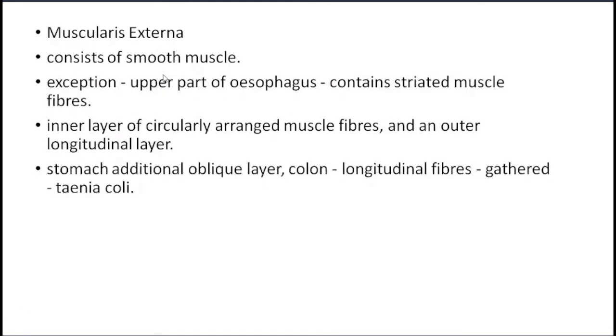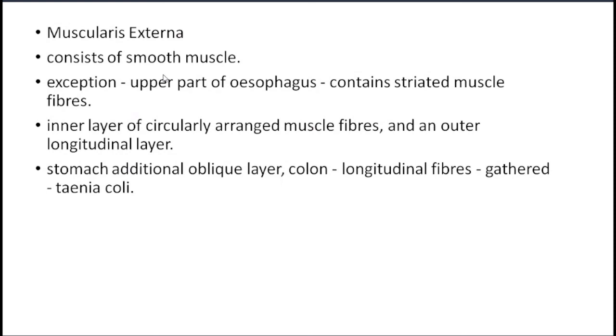Now coming to the muscularis externa, that is the third layer. So the third layer mostly consists of smooth muscle fibers. But there is an exception in the muscularis externa. So what is that exception? The upper part of the esophagus. Here it contains a layer of striated muscle fiber in the upper part of the esophagus. In the middle part you will get a mixing of both, the striated muscle as well as the smooth muscle. And in the lower part of the esophagus you will get only smooth muscle.